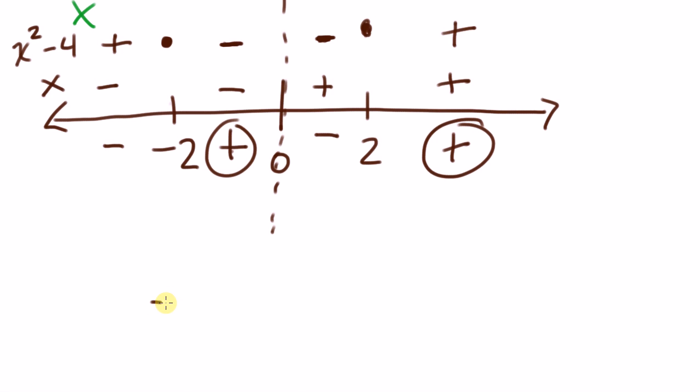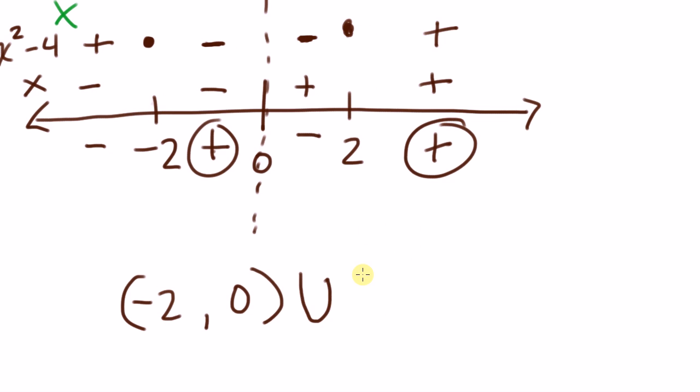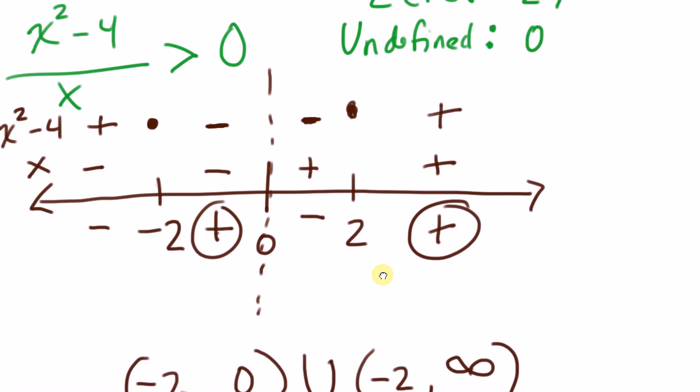So now I can say, okay, from negative 2, not including, to the value 0, not including, and then we're going to have a union from this negative 2, excluding, to positive infinity. And that's going to be my solution set to the inequality.